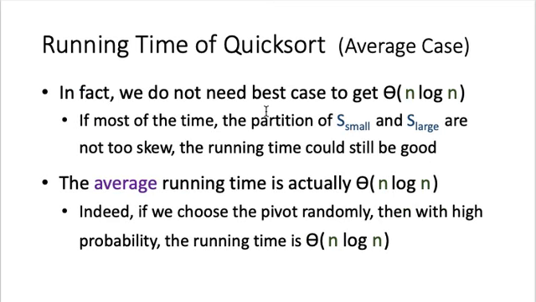But in fact, we do not need the best case to get theta of n log n. For instance, if most of the time the partitions of S small and S large are not too skewed, the running time could still be good. For instance, let's say S small is like 1/3 of all the items, S large is 2/3 of all the items. In that case, we can still bound it to be n log n. And indeed, the average running time of quicksort is actually theta of n log n.